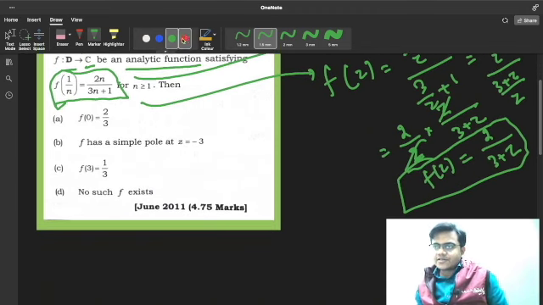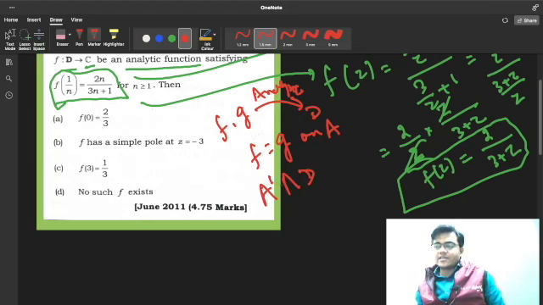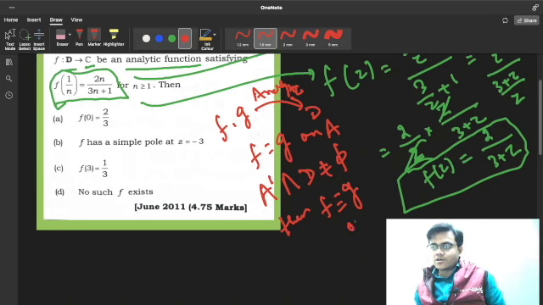Now what was the identity theorem? Identity theorem version 2 was what? If you have f and g, two functions analytic on D, where D is connected, and if f and g are equal to each other on A, and if A contains a limit point in D, I mean to say A dash intersection D is not equal to phi, then f will be identically equal to g on D. I mean to say for all z, f of z and g of z will be equal to each other on the domain D, isn't it?